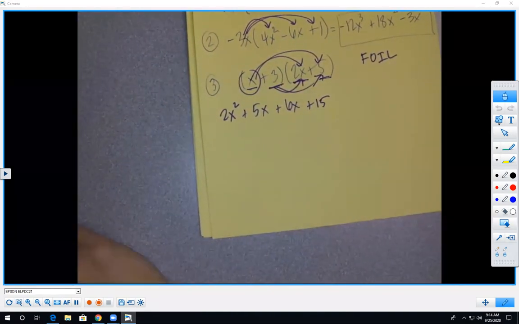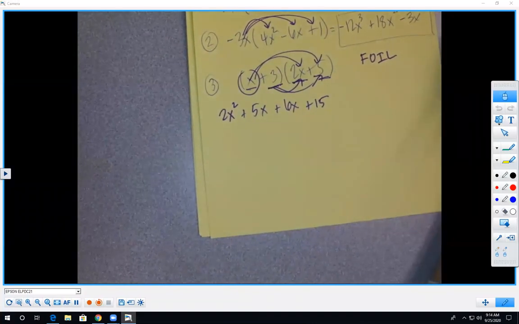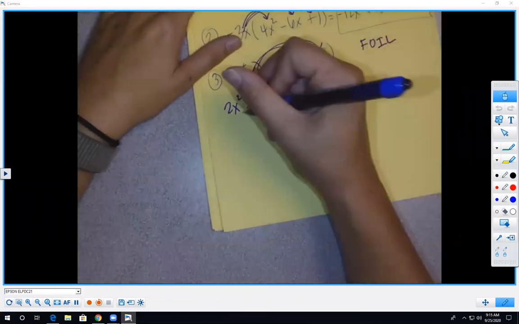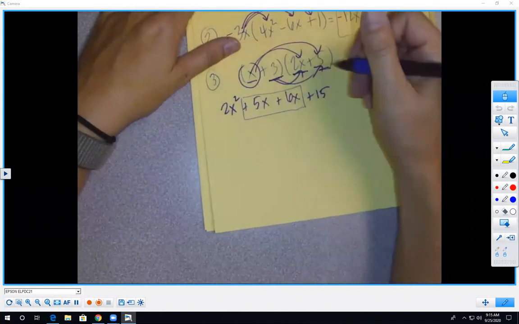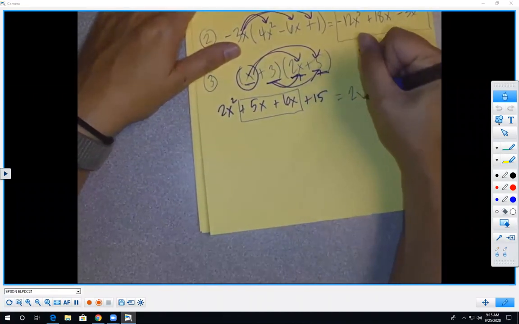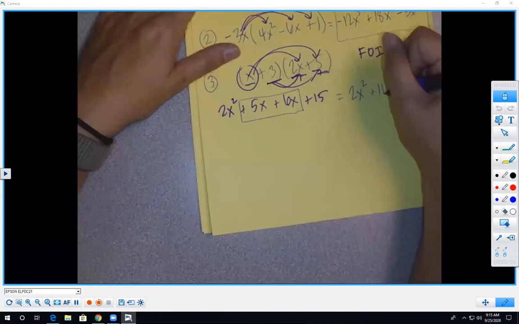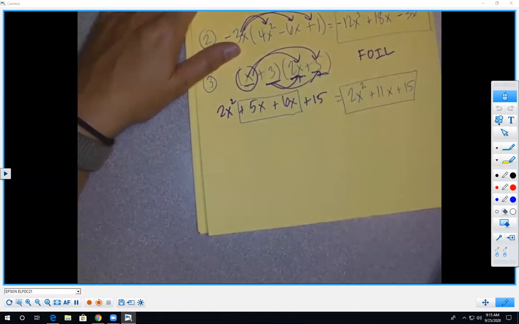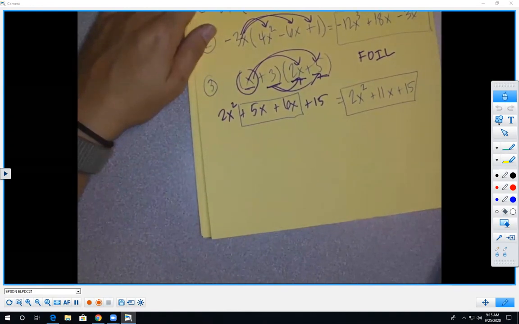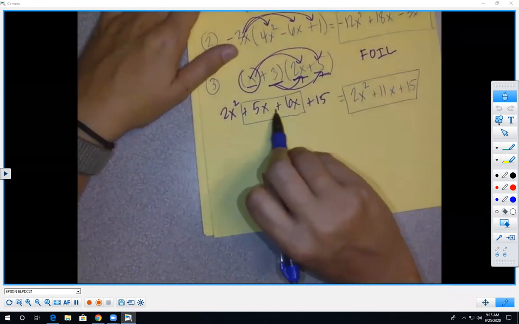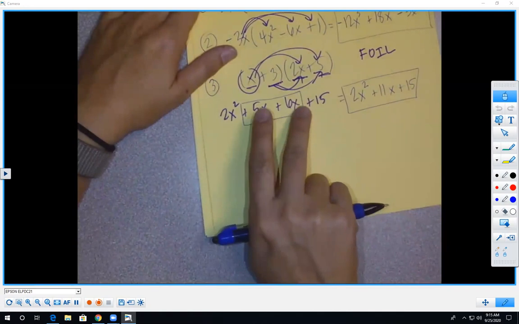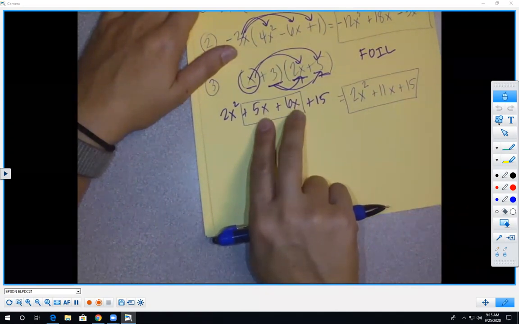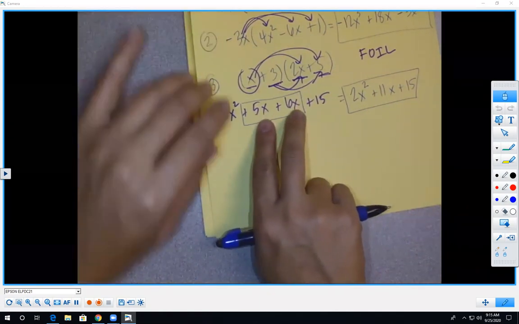Okay, from here, we combine like terms. Like terms have the same base with the same exponent. What like terms do we have? 5x and 6x. What is 5x plus 6x? 11x. So we're going to get 2x squared plus 11x plus 15 for our answer. Most of the time, it's the two inside terms, the second term and the third term in your work, that you could combine, but it's not always the case.